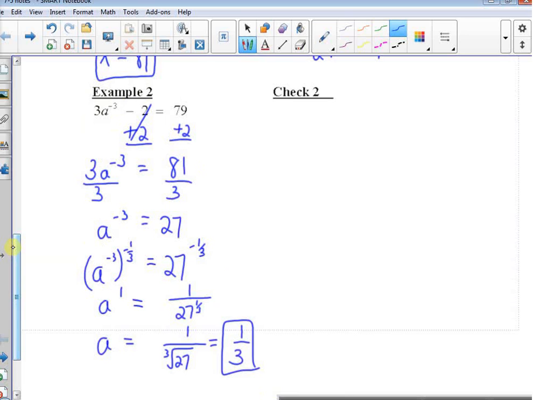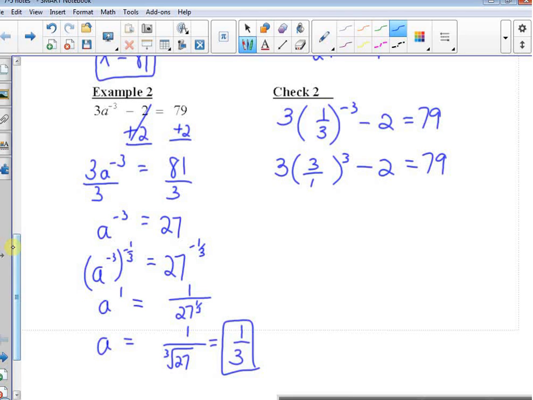So going back and checking this, it would be 3 times 1/3 to the negative 3 minus 2 equals 79. Remember, to make that exponent positive, flip the fraction. That's another rule. And then you want to make sure you do exponents first. So 3 times 27 first, not 3 times 3 is 9. And then 3 times 27 is 81, and that minus 2 is 79.